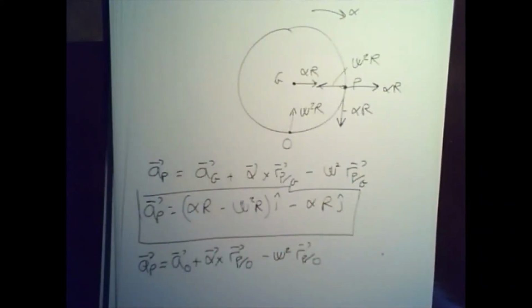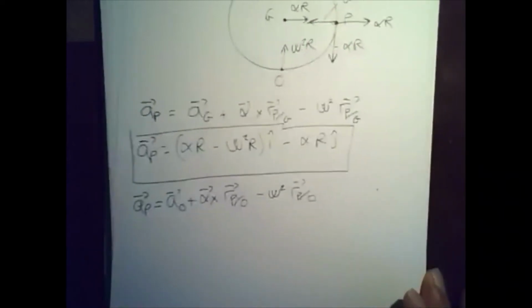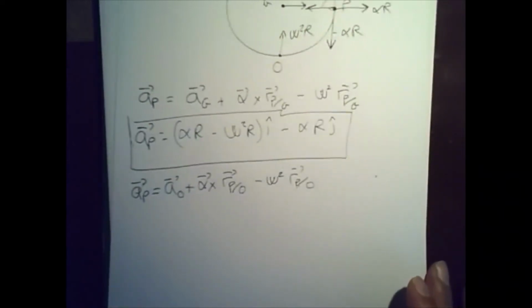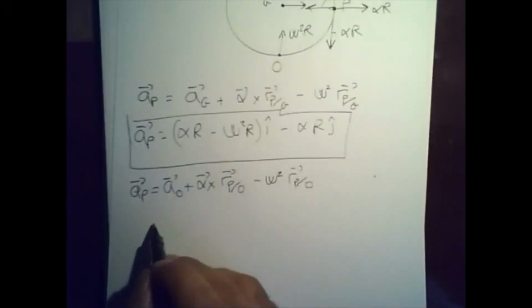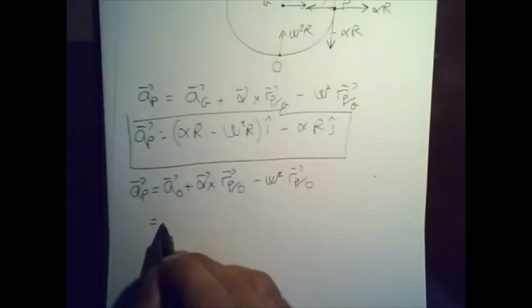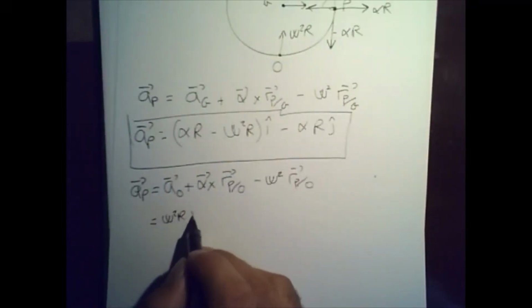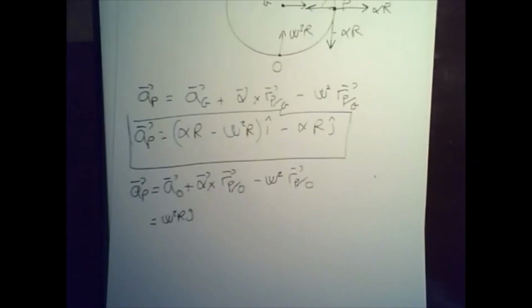I'll do it. Can you show us the value of A O? What do you think it is? It's right here: omega square R. Omega square R in the J direction. Right. So A O is omega square R J, plus alpha cross RPO.